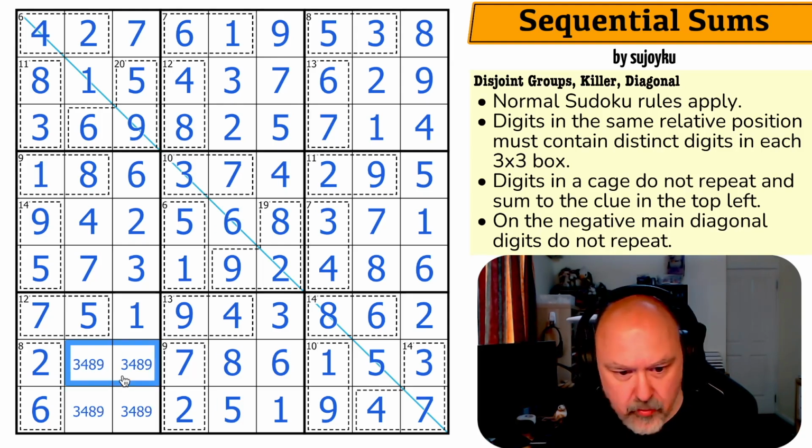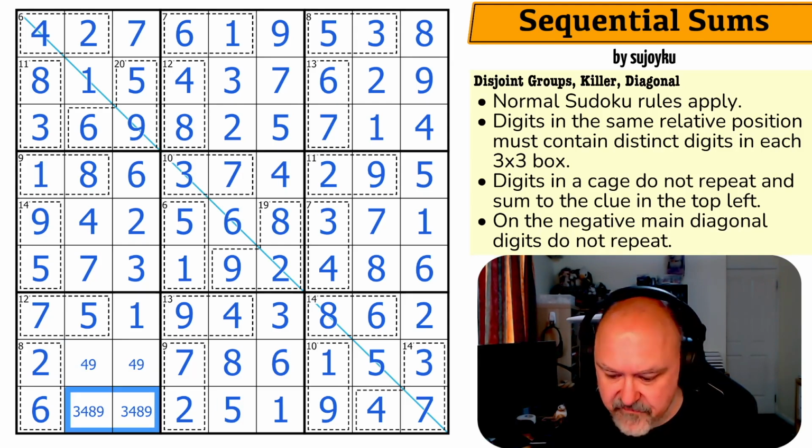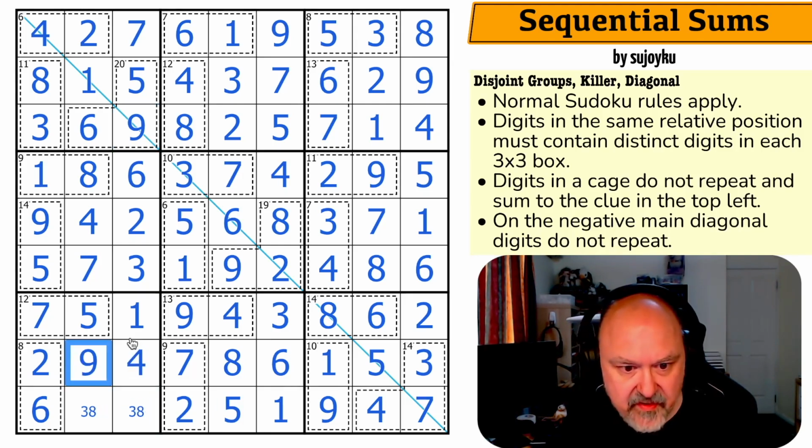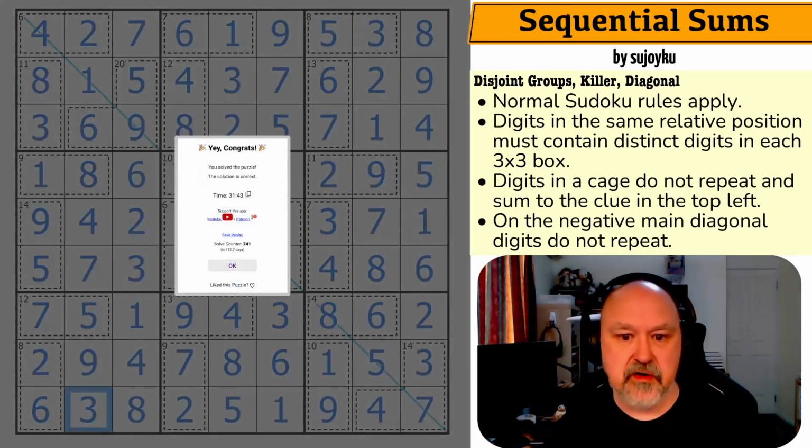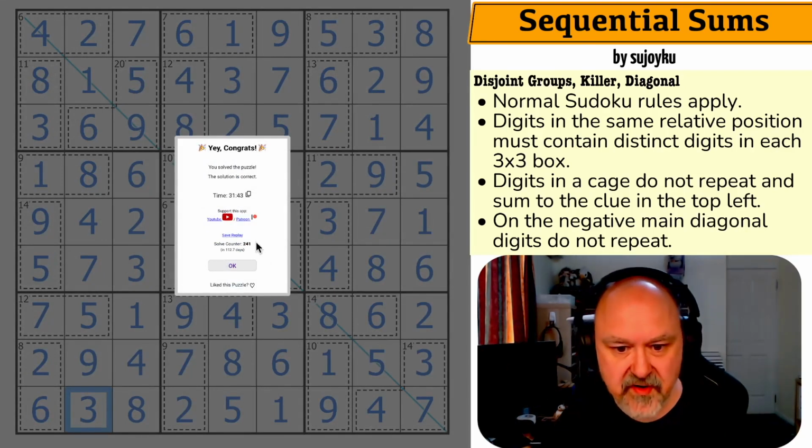So there's no 3 or 8 in this row, which means I can take 4, 9 out of this row. I'm going to use the 9 to look down to make that the 4 and that the 9, and then I'm going to use the 3 to look down to make that the 8 and that the 3, and that is the correct solution. 31 minutes and 43 seconds.